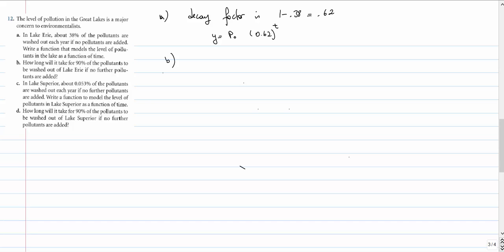B, how long will it take for 90% of the pollutants to be washed out? If 90% of the pollutants is washed out, then 10% of the pollutants remains. So you want, the question is T, what is T, when 10% of the pollutants remain.